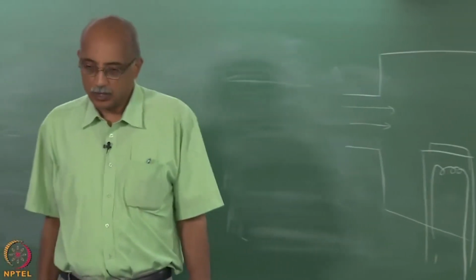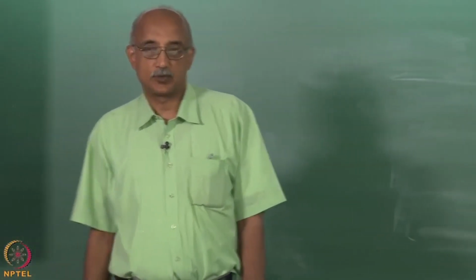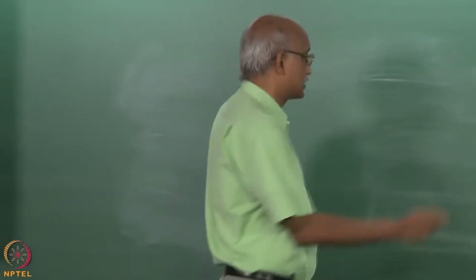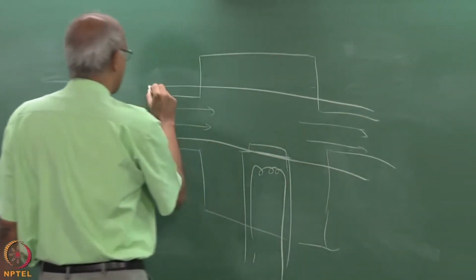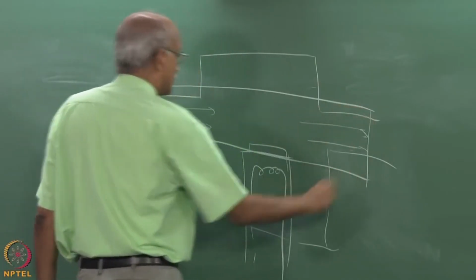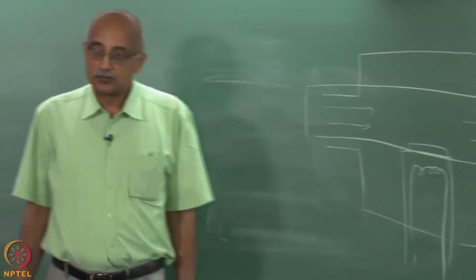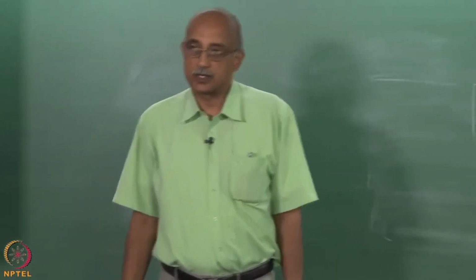So, if you are trying to model the CVD reactor from a transport viewpoint, the simplest way to model it is just assume that this is a tubular reactor and that flow is happening through this reactor.